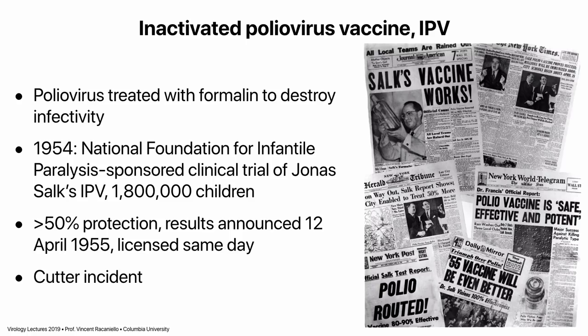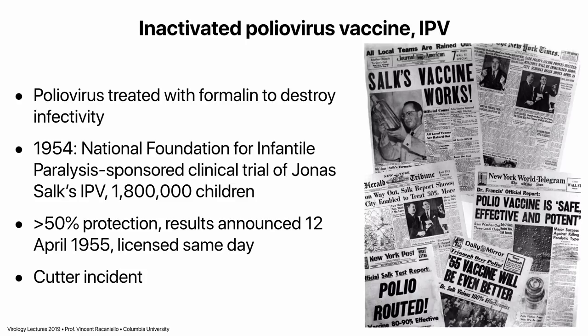The results were announced on April 12th, 1955. And it was licensed, and all the headlines said, wow, look, we have a polio vaccine now, because polio was a big deal in this country. Unfortunately, within a few weeks, there were cases of polio caused by the vaccine because one of the companies, Cutter Laboratories, didn't follow the procedures properly. They didn't inactivate it, so there was some infectious virus in the preparation. And that was taken care of and vaccination resumed.